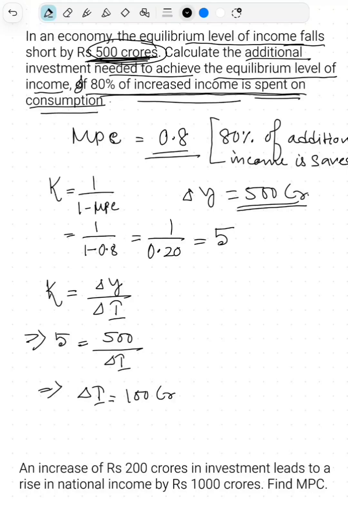So what we have done, we have found the MPC. MPC is equal to 0.8. The question says 80%, converting into decimal you will get 0.8. Next, we have found the multiplier. What formula have we used? We have used 1 divided by 1 minus MPC. Again, 1 divided by 1 minus the value of MPC, which is 0.8. The multiplier is 5. Now putting the value of multiplier here in LHS and the change in income, which is 500 CR, we get the answer: change in investment is 100 CR.